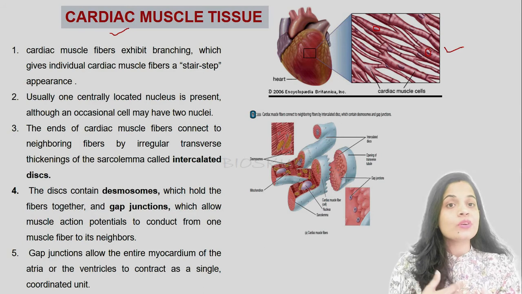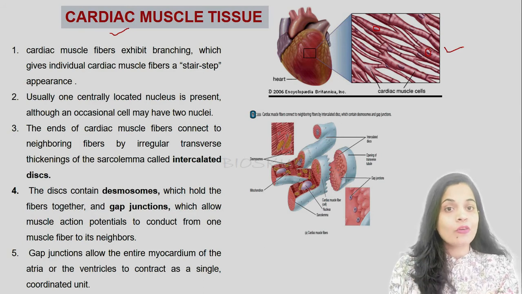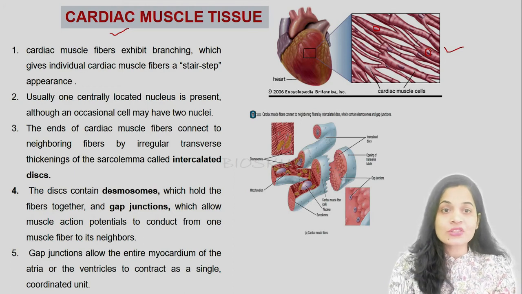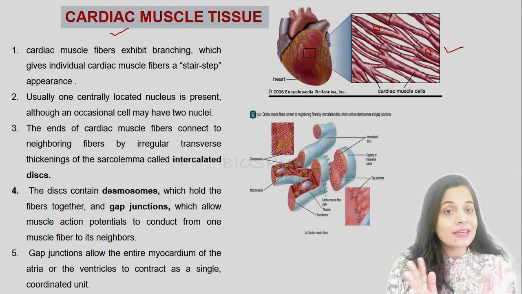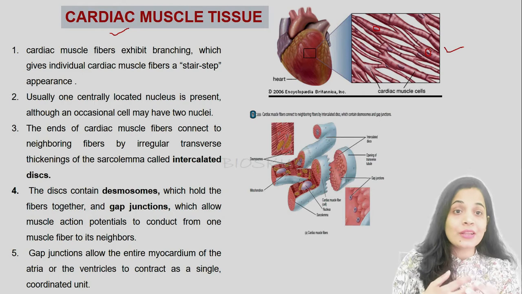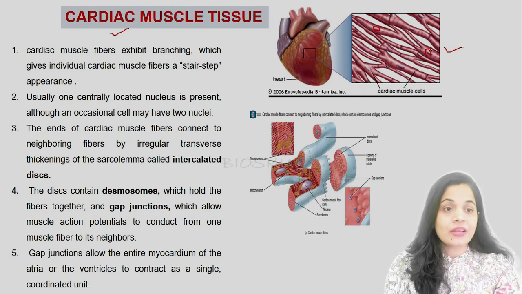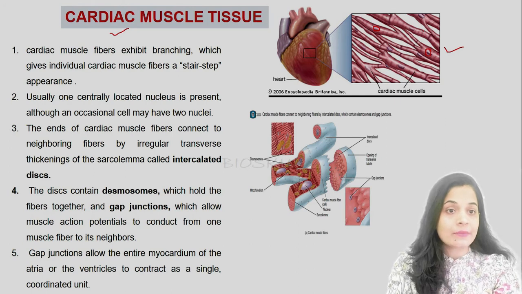Involuntary means we don't have any control over the cardiac muscles. They are the strongest and hardest-working muscles of our body. They never get tired and work continuously to supply blood throughout our body. This is all about the cardiac muscle.